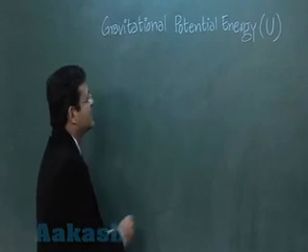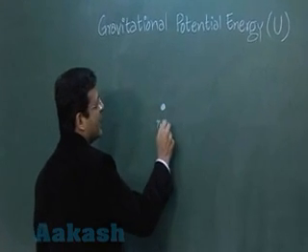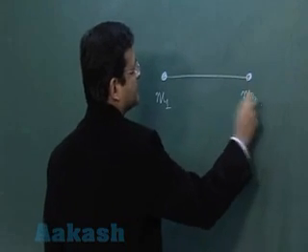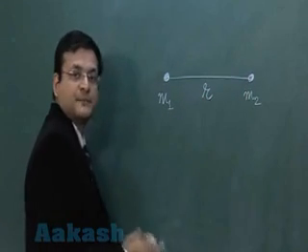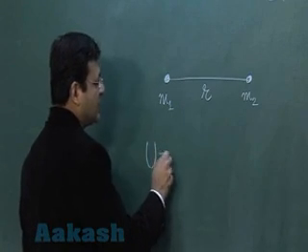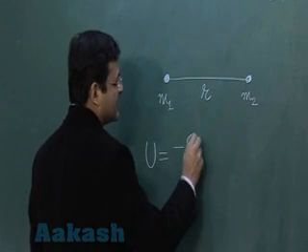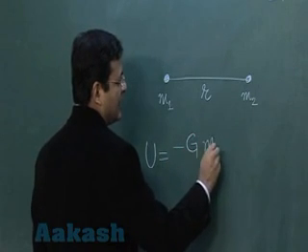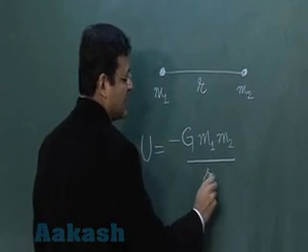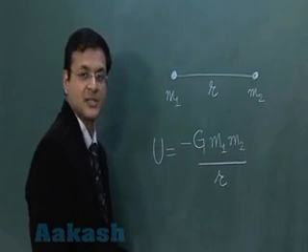First try to see the basics of it. In case you have 2 point masses, say m1 and m2, separated by distance small r, then the expression of gravitational potential energy between them is minus G m1 m2 upon r. This is the expression for gravitational potential energy existing between these two masses.